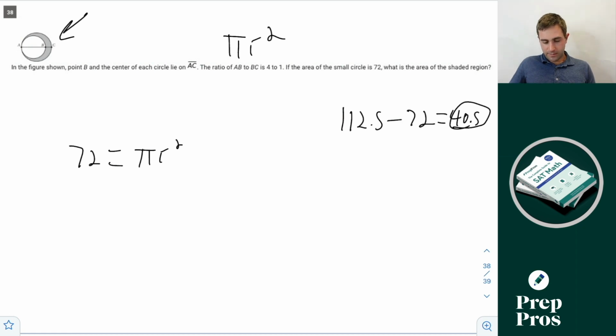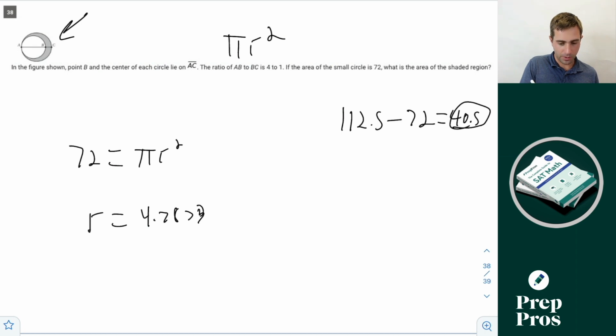So we'll do 72 divided by pi, and then we'll take the square root of that. That's going to give us that the radius of AB is equal to 4.78. 73, I don't want to round this because this is probably going to get messy if we do. That means the diameter, or the entirety of length AB, is equal to 9.746.